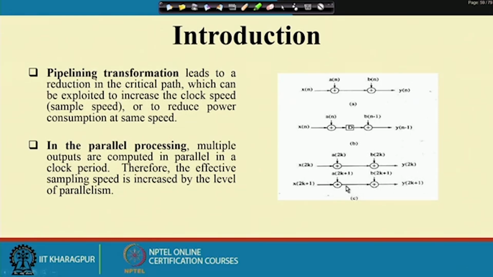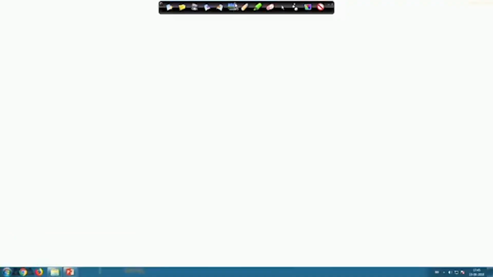So, if I copy the processing element by a factor of 2, again I can increase the sampling speed by a factor of 2. Initially, what was happening? The samples x0, x1, x2, x3 are coming like this, right.